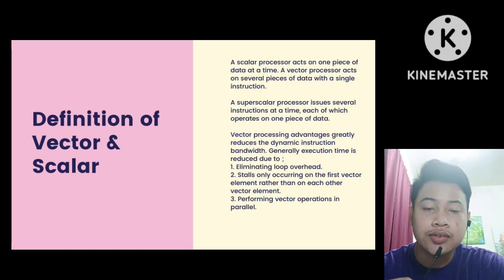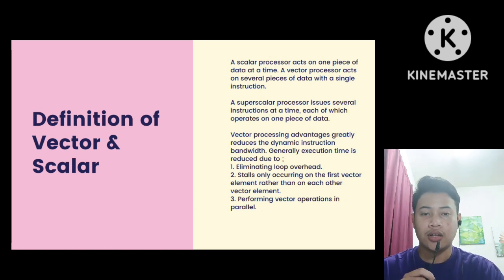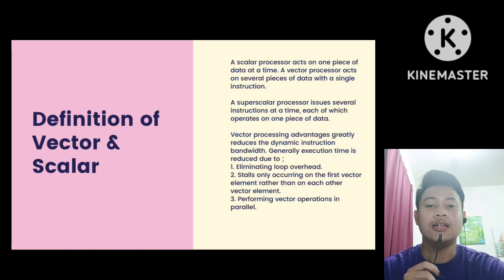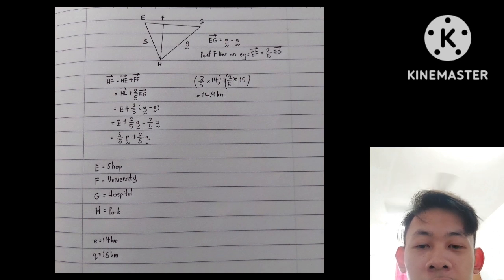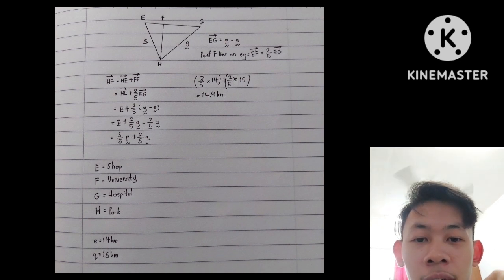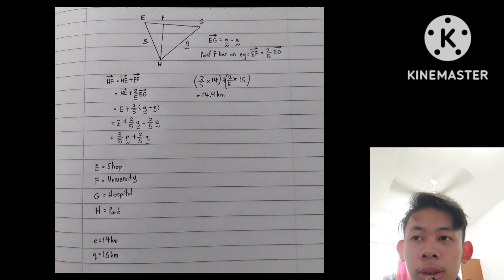So, these are some of the questions related to vector and scalar in architecture engineering. Okay, this is an example question on vector and scalar. Now we look at the diagram. This is a triangle, so we can use the triangle law in vector. We take a look at this question.